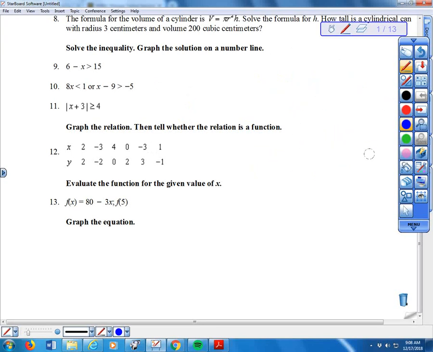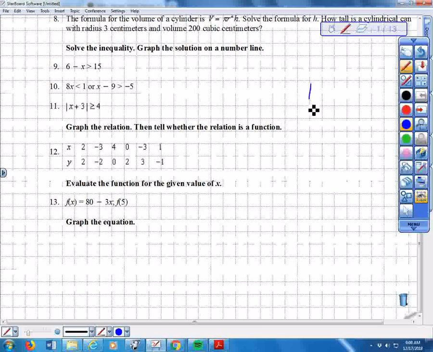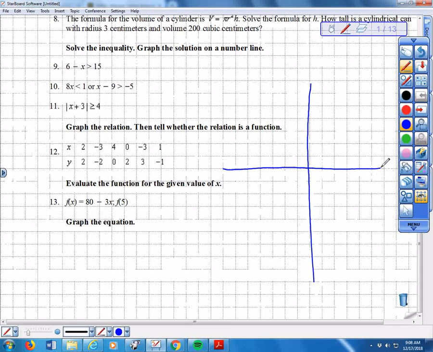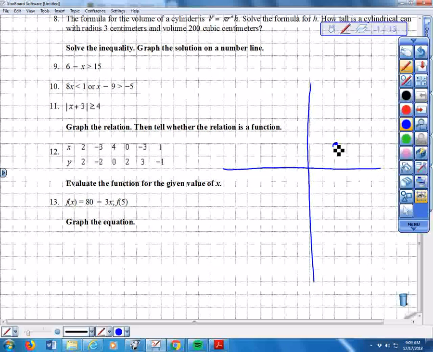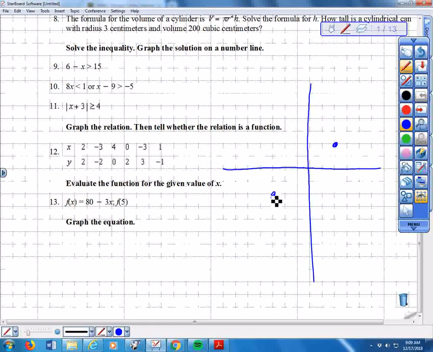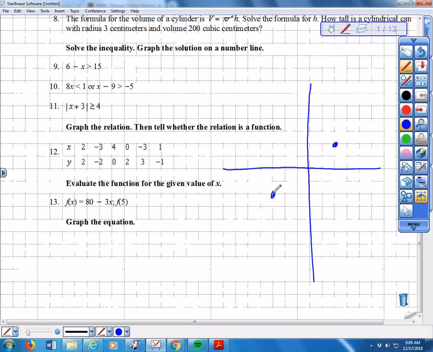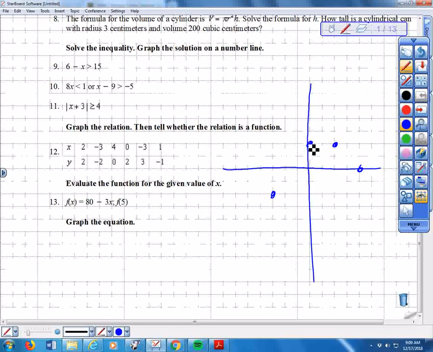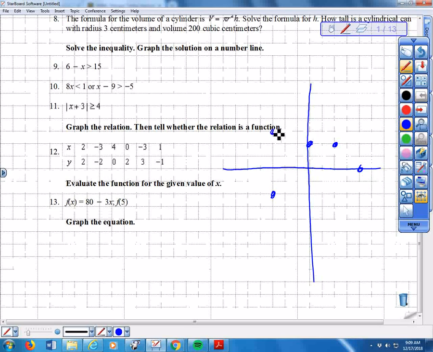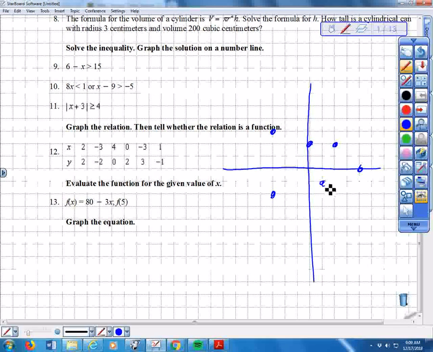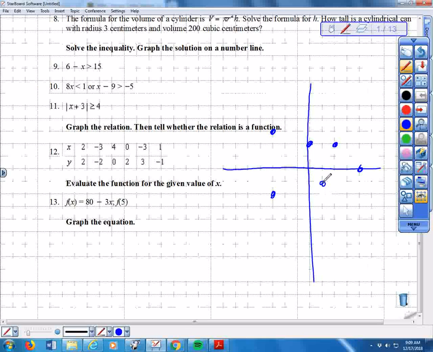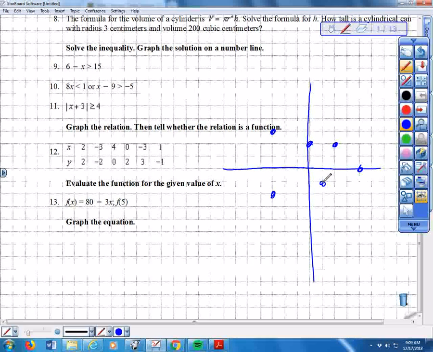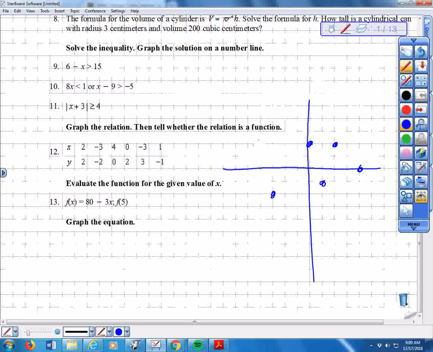Graph the relation and then tell whether or not it's a function. 2, 2, negative 3, negative 2, 4, 0, 0, 2, negative 3, 3, and 1, negative 1. So I can see right away it's not a function because a vertical line would go through 2 points there. So it is not a function.